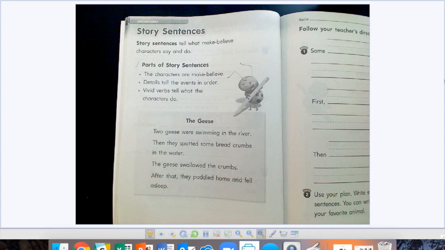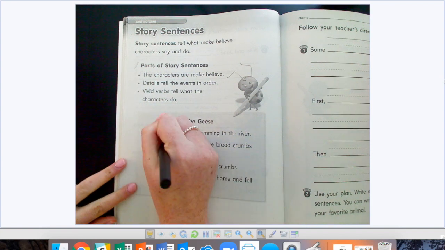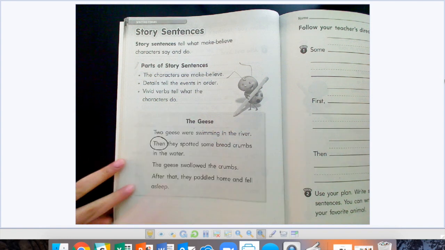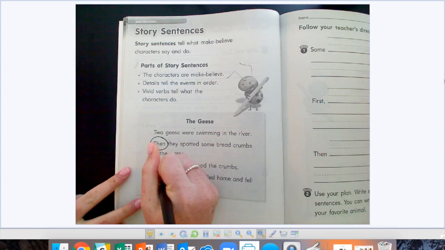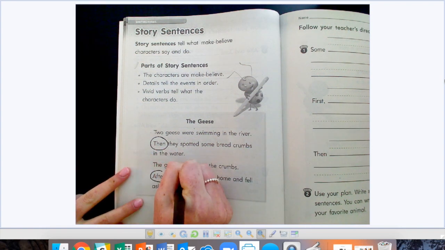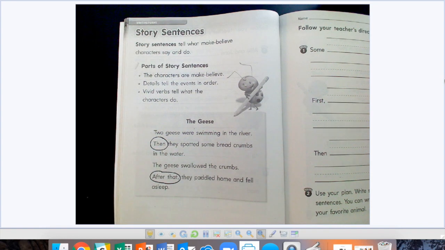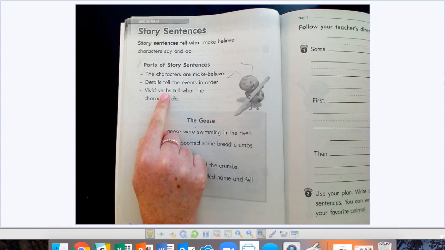The first word I see is the word then. Please circle the word then. Do you see any other words that tell the events in order? I also see the words after that. It's telling when these things happened in the story. Now we are going to look for vivid verbs.